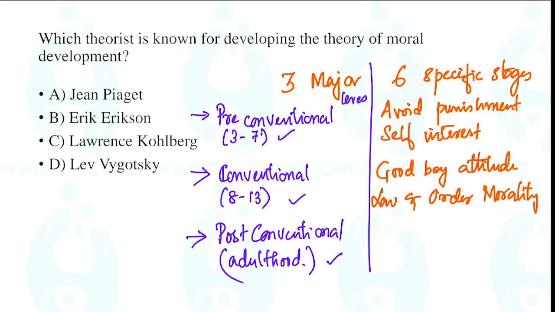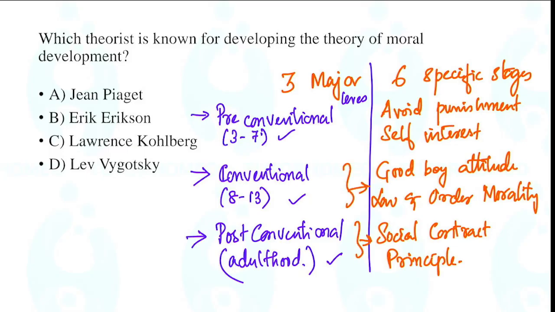Lastly, adulthood. In adulthood, we have personal ethics, right? So here it is due to a social contract, and also the principles which they follow. So three major levels, which is divided into 6 specific stages. Pre-conventional, that is 3 to 7 years of age, conventional 8 to 13 years of age, and post-conventional, that is adulthood. Okay, so please remember Kohlberg's moral development theory.